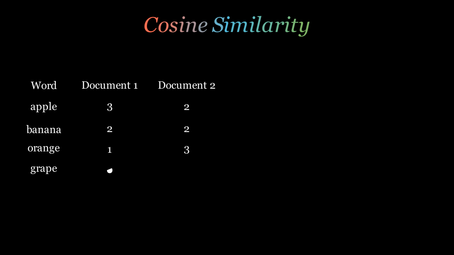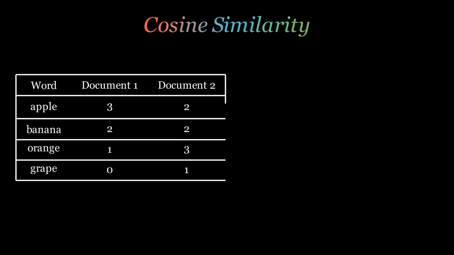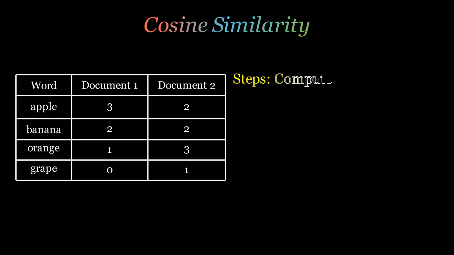Now, let's dive into an example. Consider a text analysis task where we want to compare the similarity between two documents. Each document is represented as a vector of word frequencies. To compute the cosine similarity, we first calculate the dot product of the two vectors, then divide it by the product of their magnitudes.